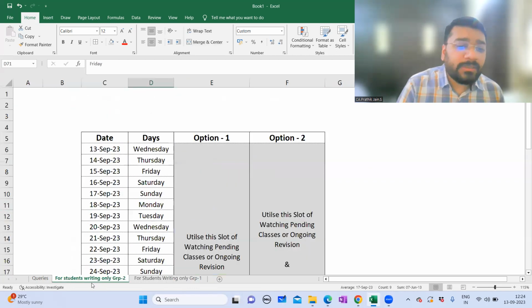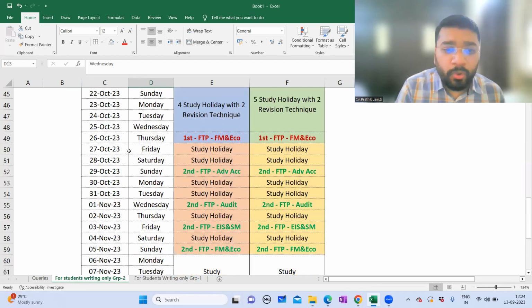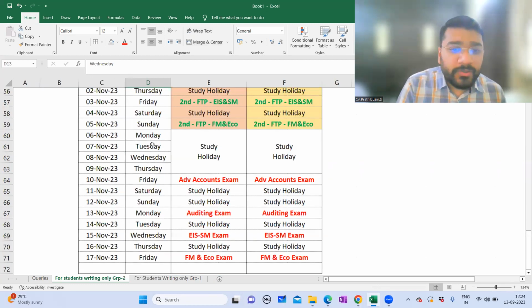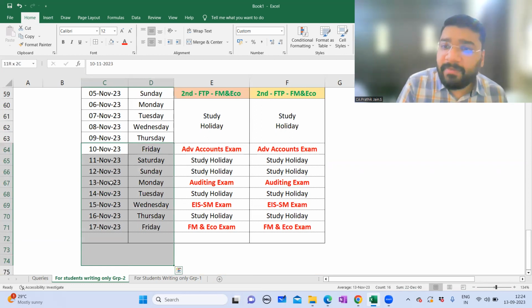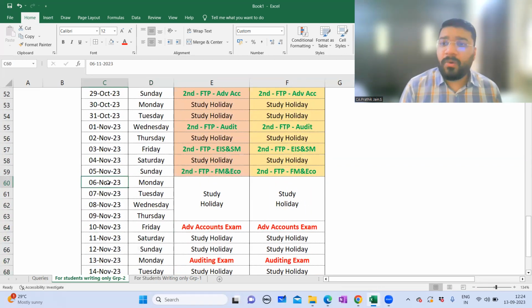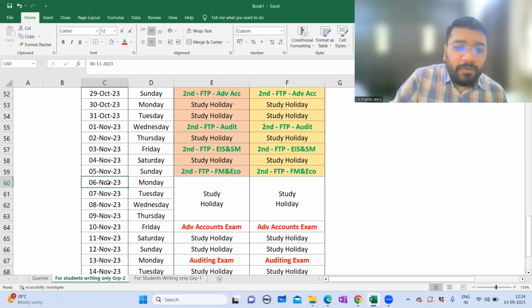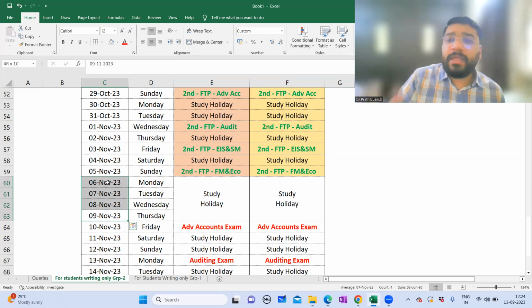Now let's head towards the planning days of people who are writing group 2, only group 2. So your exam is commencing from 10th of November till 17th of November. So here also, for group 2 people, depending on what your preparation levels are, for the advanced accounting exam, you can take 1, 2, 3, 4 days holiday, or 3 days holiday, or 5 days holiday, however it feels convenient for you.